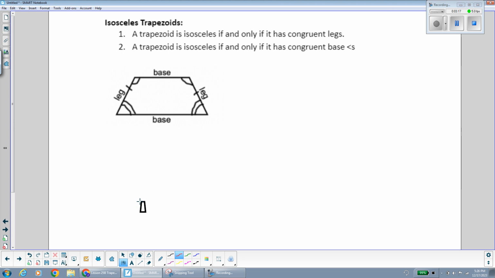Here's some information on isosceles trapezoids. Isosceles trapezoids are special kinds of trapezoids that have congruent legs and congruent base angles. When I say congruent base angles, I mean the two upper base angles are congruent to each other, and the two lower base angles are also congruent to each other.